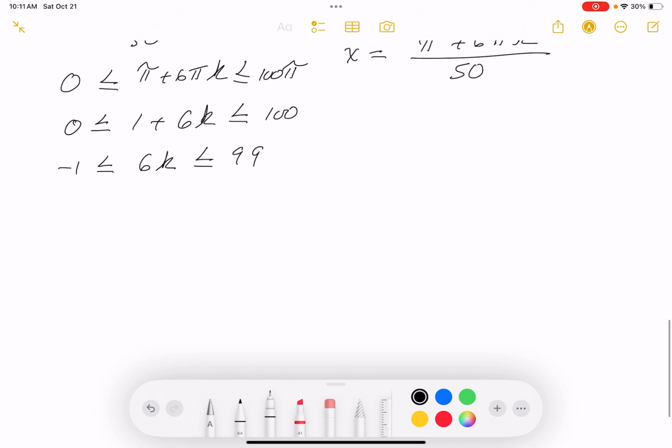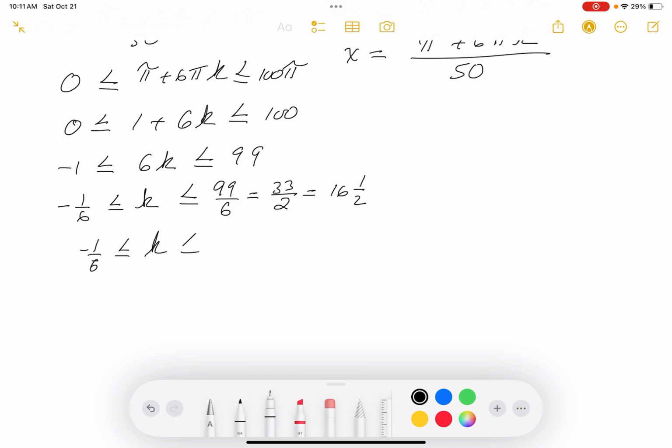All right. So then what I got to do now is divide all the sides by 6. And what do you get? You get minus 1 sixth, k, and then 99 divided by 6. That's going to be what? I'll divide by 3, right? So 33 over 2, which is going to be 16 and a half. So I got minus 1 sixth, k, and 16 and a half.